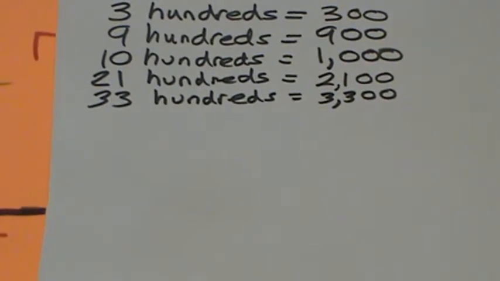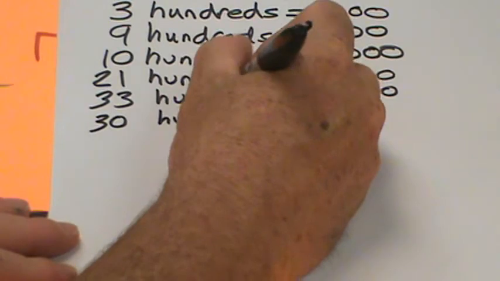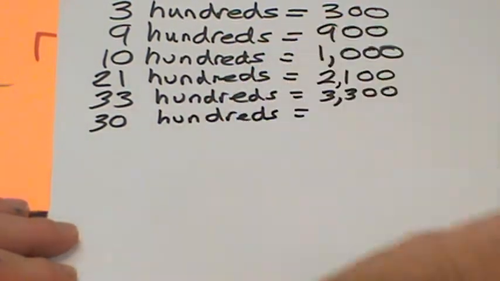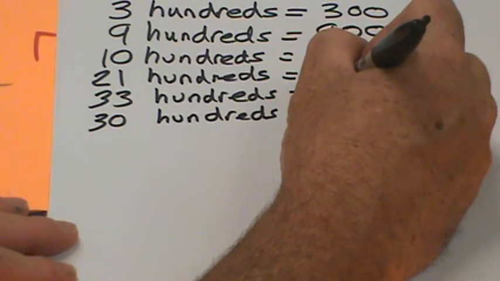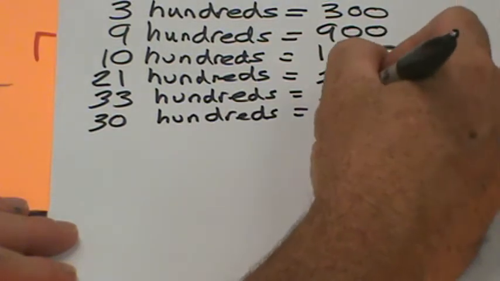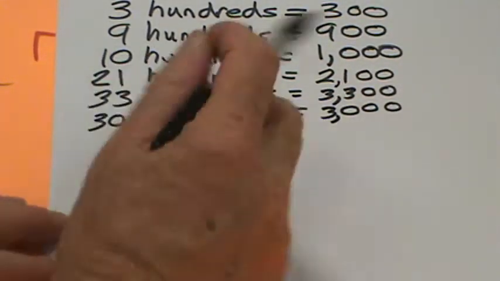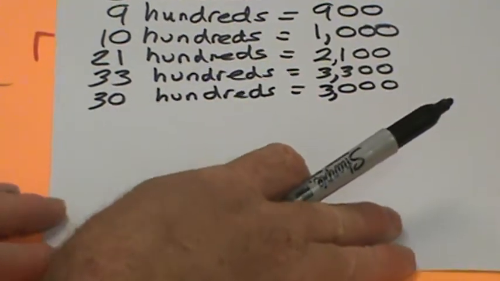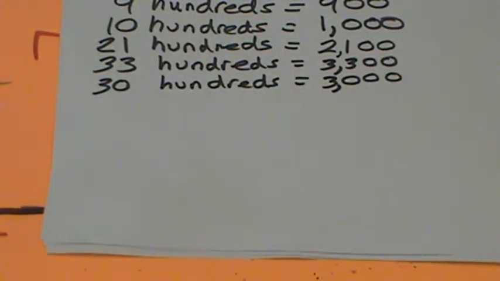Continuing on, moving right along, as they say. We're going to do one more. How about 30 hundredths? Well, that would equal what? 30 hundredths, 30, and the 2 zeros equals 3,000 is how we say that. All right, let's continue on. One more to go.